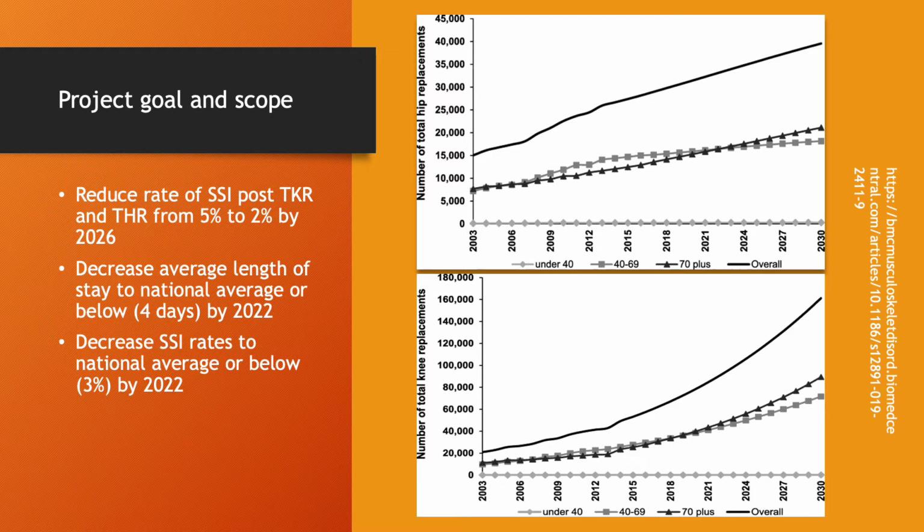The goal of our project is to reduce the rate of surgical site infection, post-total hip and knee replacement from 5% to 2% by the 30th of April 2026. Our objectives are to decrease average length of hospital stay to the national average or below, which is 4 days, by the 30th of April 2022. To decrease surgical site infection rates to the national average or below, which is 3%, by the 30th of April 2022, as well as to report surgical site infection rates post-total knee or hip replacement quarterly, aligning with senior management and medical advisory committee meeting.